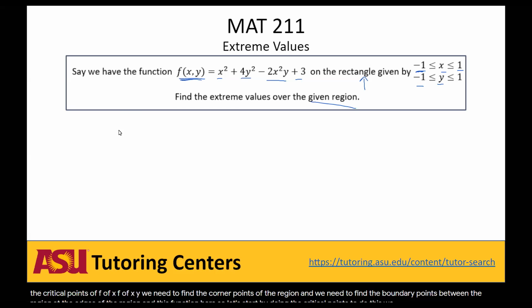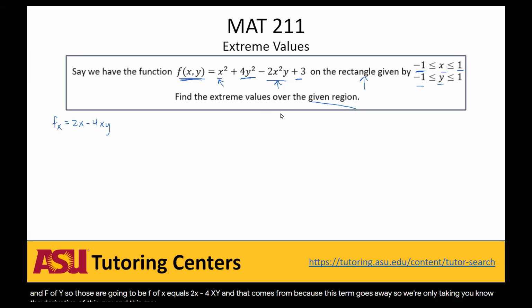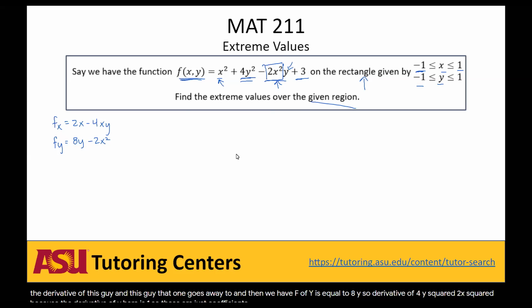To do this, we need to first find f of x and f of y. So those are going to be f of x equals 2x minus 4xy. And that comes from, because this term goes away, we're only taking the derivative of this and this. That one goes away too. And then we have f of y equals 8y minus 2x squared, because the derivative of y here is 1. So these are just coefficients in this case.